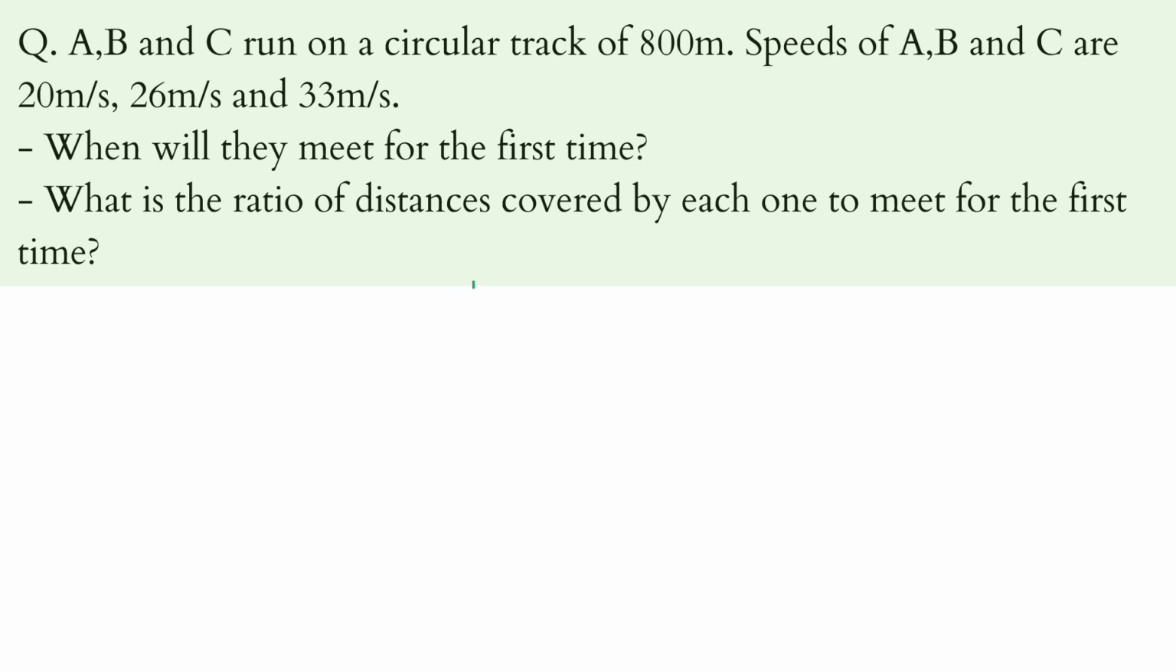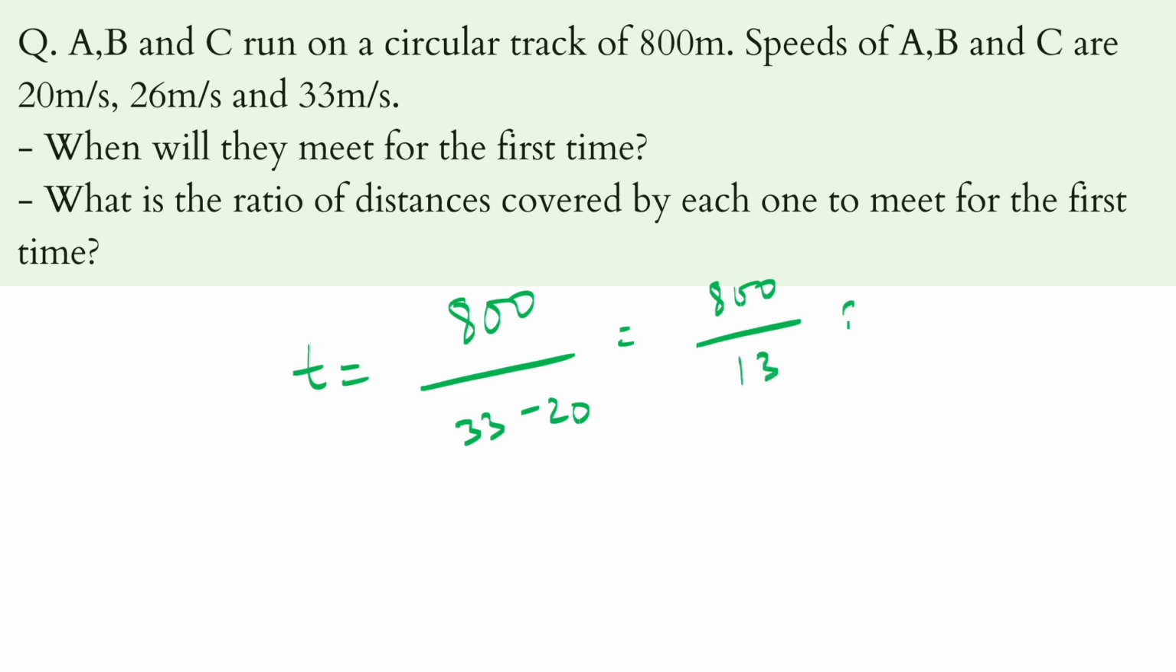Alright. So this is a question where more than two are involved in a circular track, right? So what should we do? See, in the first case, we are asked to calculate the time. We know time is equal to distance by speed. That's the general formula. So time taken by C to meet A for the first time, how can we calculate that? Distance is 800, by relative speed, 33 minus 20, right? So this will be 800 by 13 seconds.